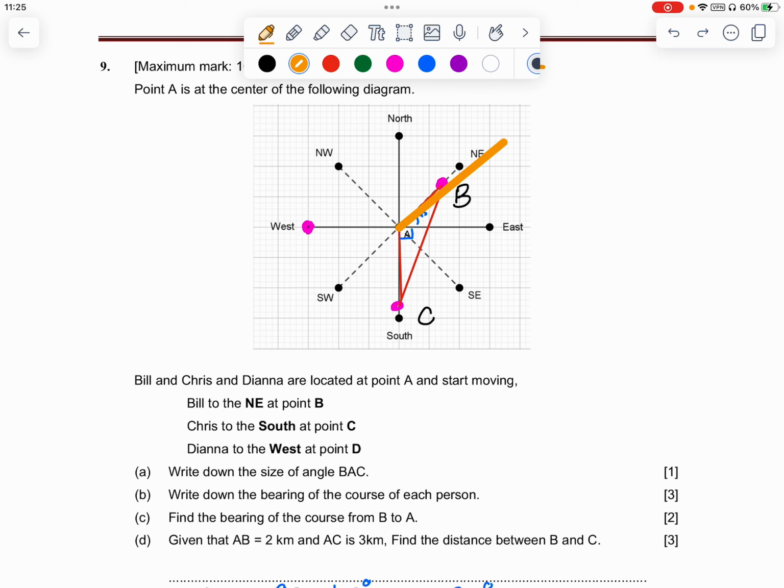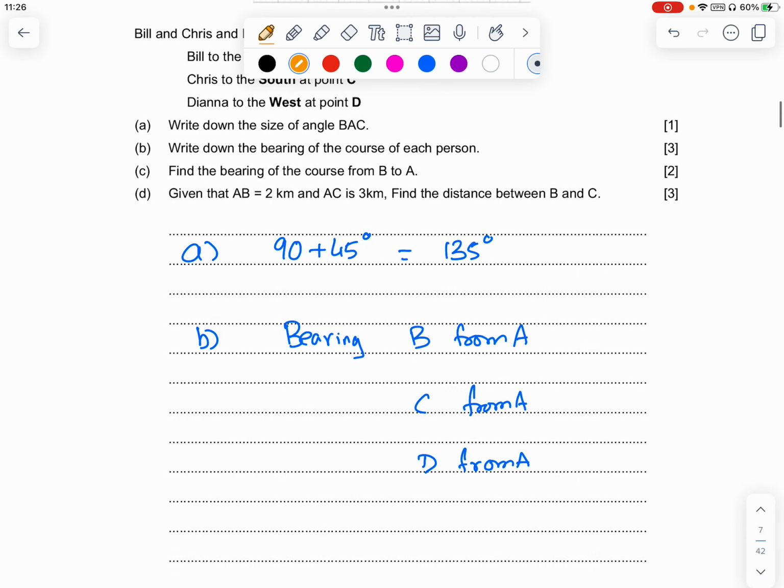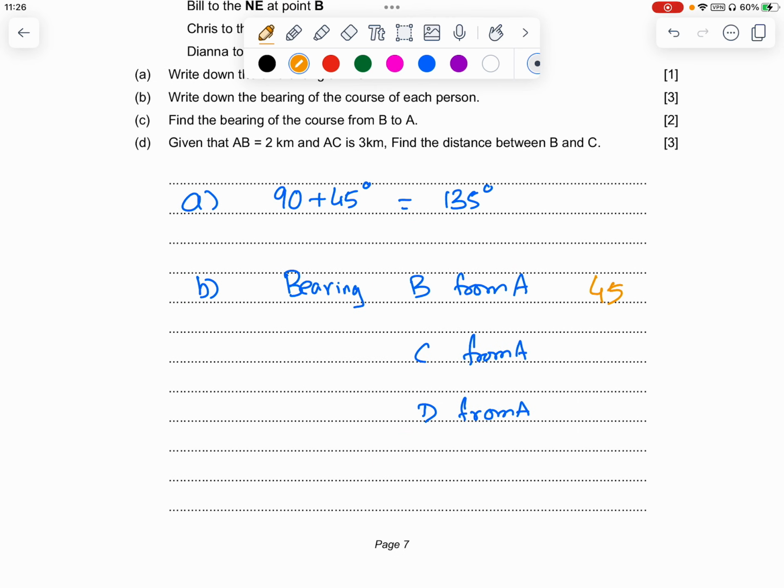So once again, for reaching B, it is 45. For reaching C, it is 180. And for reaching D, it is 270. So answer is going to be 45, 180, and 270.